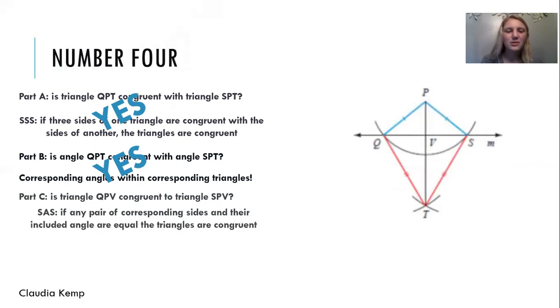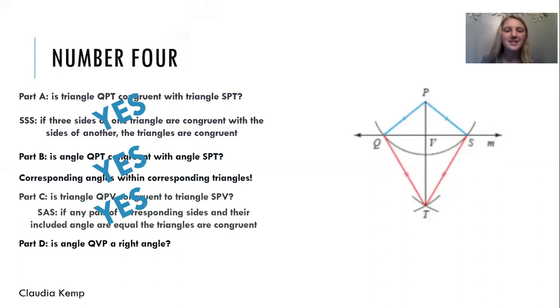And in this case, we would use the side-angle-side property, which states that if any pair of corresponding sides and their included angle are equal, then the triangles are congruent. Well, the angle that is in QPV, the one that mirrors the one in PVS or SPV, is a 90-degree angle, which we know because they are 2 halves that make a line. So 90 plus 90 equals 180, and therefore the angles are equal, and we already know that the sides are equal, so yes, the triangles are congruent.